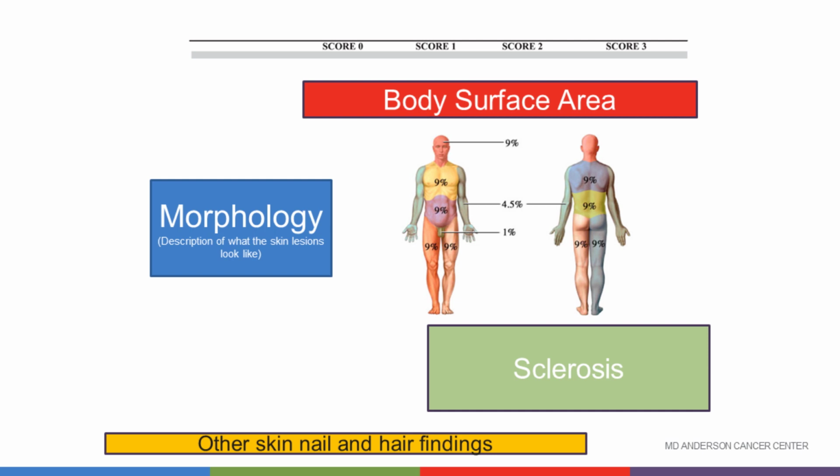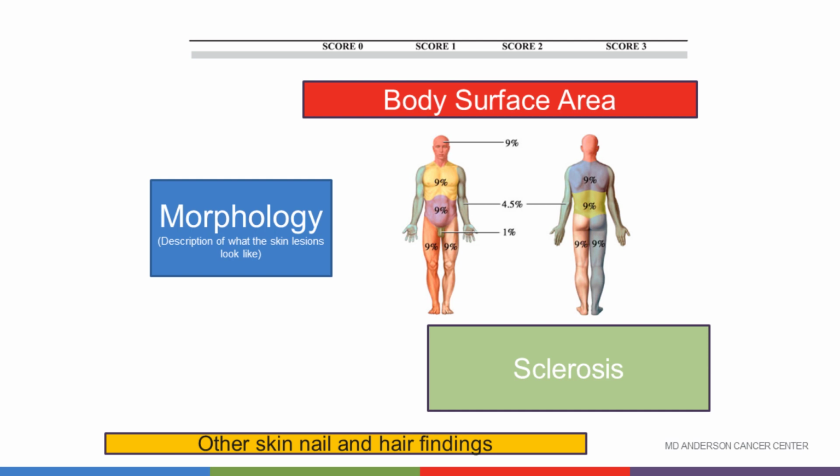One is the morphology, and what that means is, what exactly do these skin lesions look like? Are they raised? Are they flat? Are they scaly? Are they firm? They're looking at the body surface area that's involved. Some graft-versus-host disease of the skin involves a very small area. Some involves a larger area, and we actually document by the percent of the skin involved.